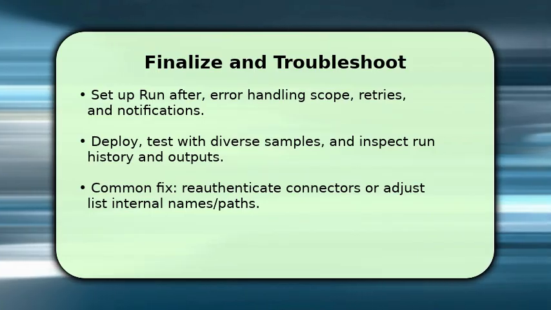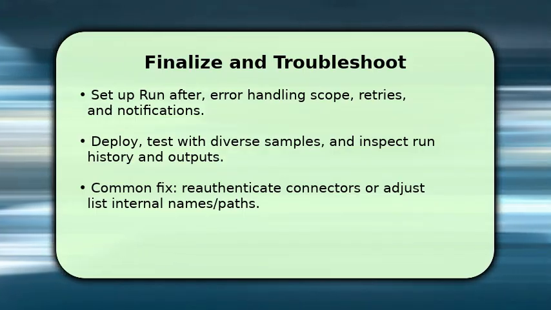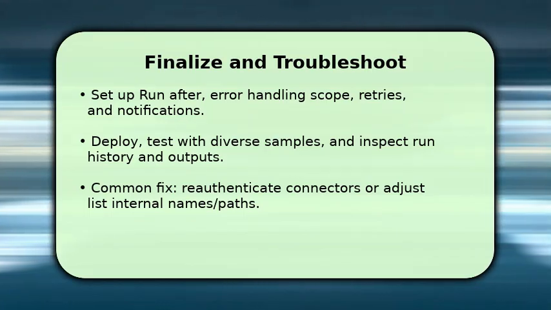Once done, monitor the run history and inspect inputs/outputs if something breaks. If a flow fails, first re-authenticate the SharePoint connector and confirm internal list names and paths. Those two fixes resolve most errors quickly.